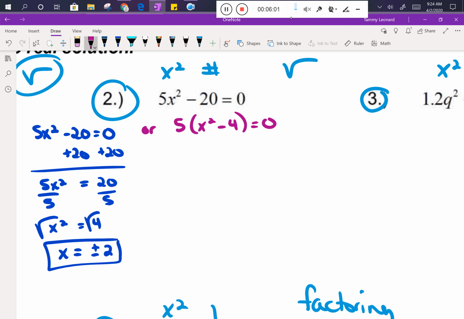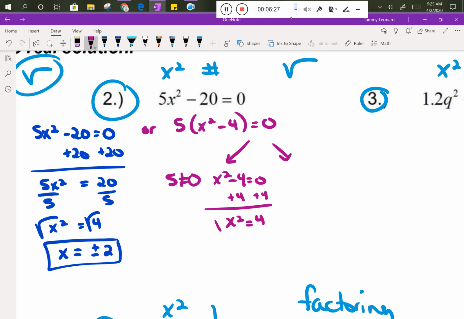Well, there's two different directions we could have headed. One option is we could have continued with the idea of solving by square roots. We could have said, well, obviously 5 is not going to be equal to 0. But if x squared minus 4 is equal to 0, then we could add 4 to each side, and we would have that x squared equals 4. And if we take the square root of each side, x equals plus or minus 2. The very same answer we got before.